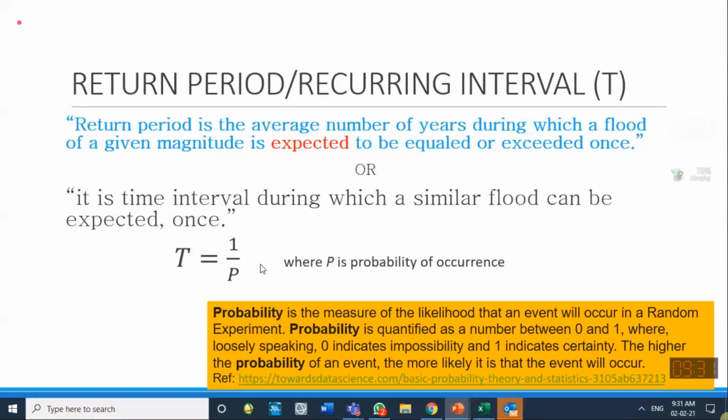Return period is the inverse of the probability, and the probability is defined in the statistical books as the measure of likelihood or possibility. Probability is the science of possibilities. So probability is a measure of the likelihood that an event will occur in a random experiment. For example, a random experiment is one whose outcome is random. We cannot forecast it. So that is called a random experiment.